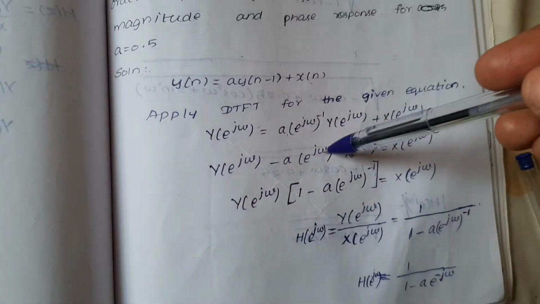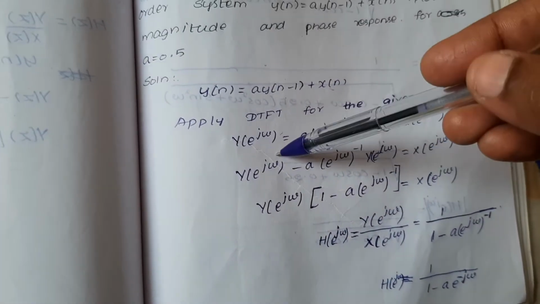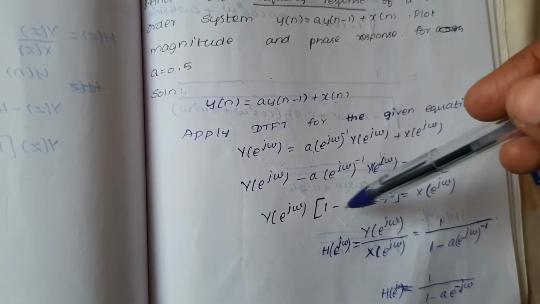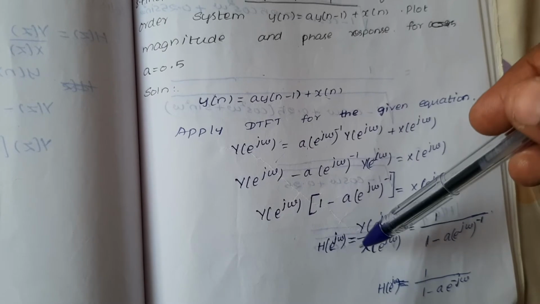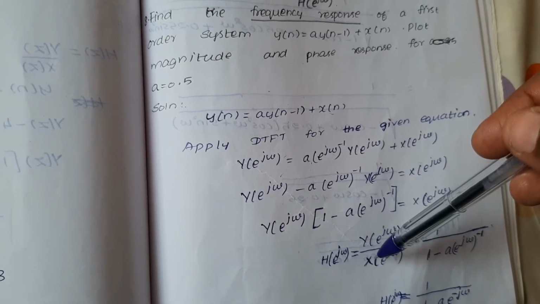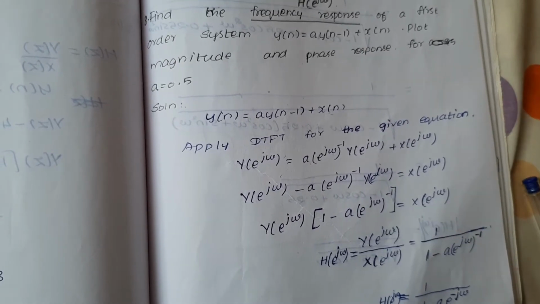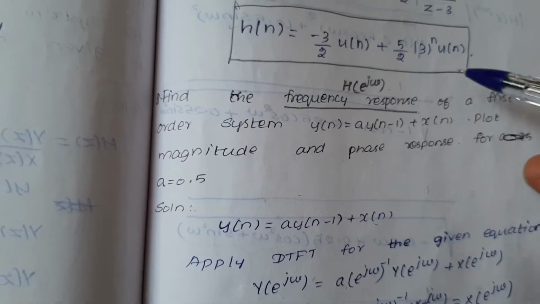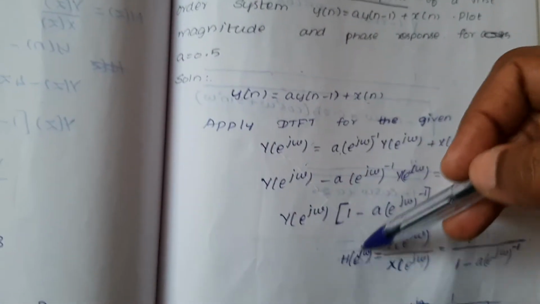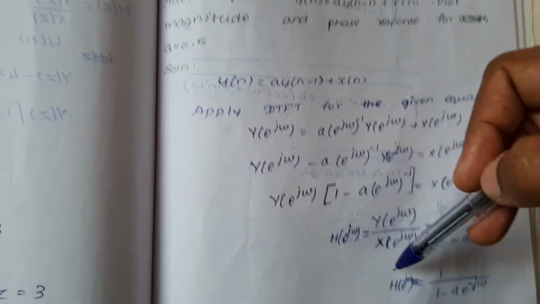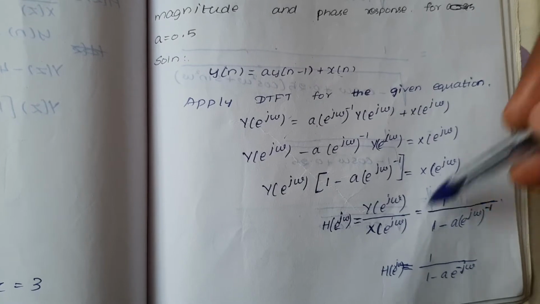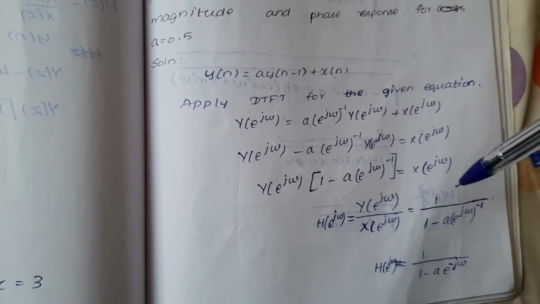So now from these two terms you can take this term to the other side. So from these two terms you can take Y of e power j omega outside. எடுத்தீங்கன்னா இந்த value கிடைக்கும். So now what is our transfer function formula? Transfer function is, so frequency response கண்டுபிடிக்கணும். So here they have asked to find the frequency response. So the value is equal to H of e power j omega, that is Y of e power j omega divided by X of e power j omega. So you will get this value. So இந்த value நமக்கு கிடைக்கும்.